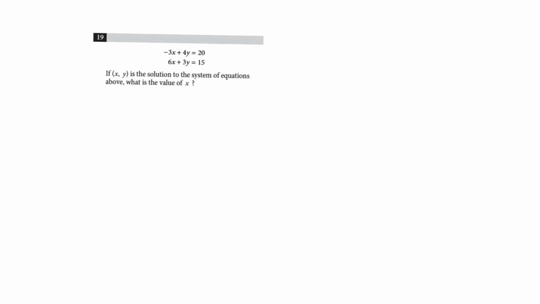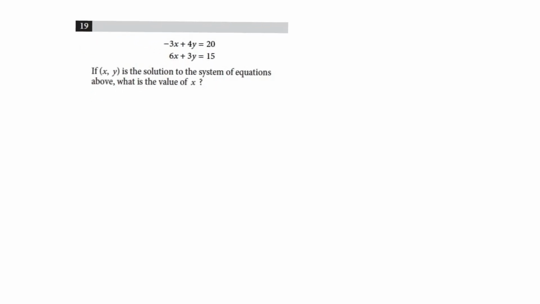Alright, what we've got here: x, y is the solution to the system of equations above. What is the value of x? Okay, so I'm solving this system. I want to solve for x, so what I should be thinking about is eliminating the y variable. Because if I eliminate the x, then I'll be solving for y, and I have to plug it back in to solve for x anyways. So let's eliminate the y variable.